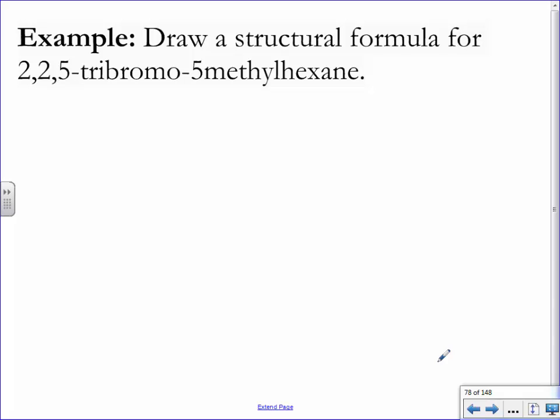I'm going to give you a name. Let's try to draw it. It is a 2,2,5-tribromo 5-methylhexane. Start at the end of the word. Hexane means you need 6 in a row. So 1, 2, 3, 4, 5, 6.